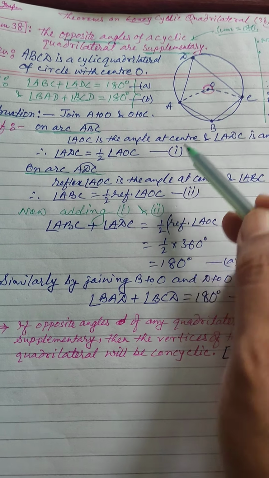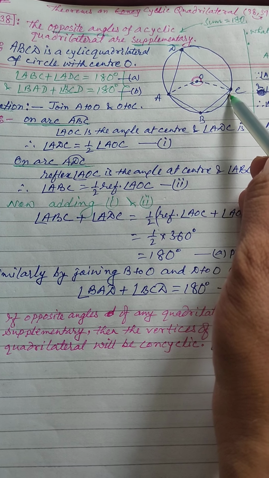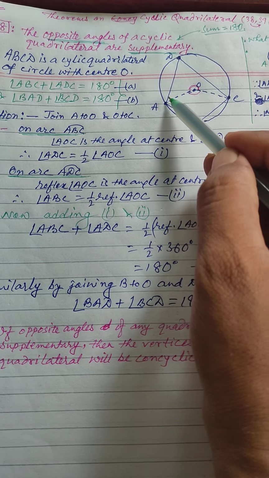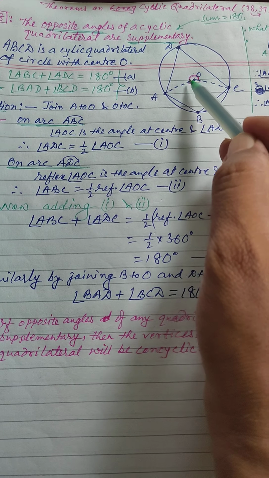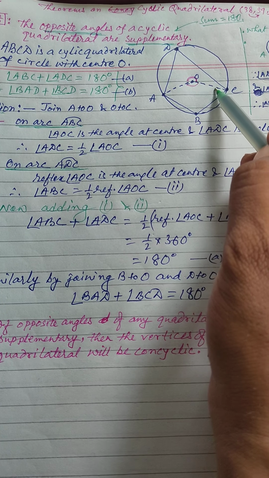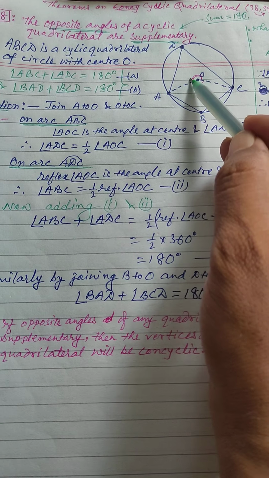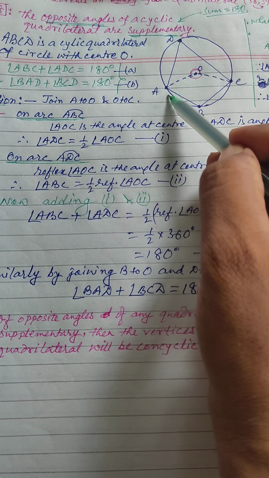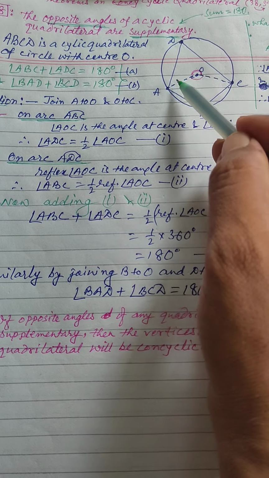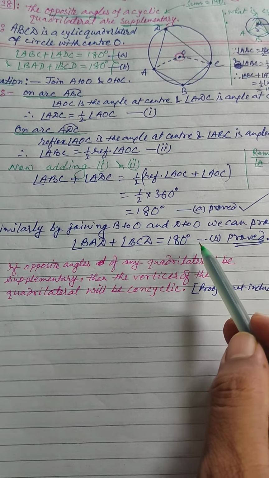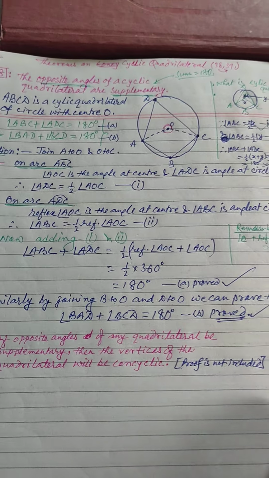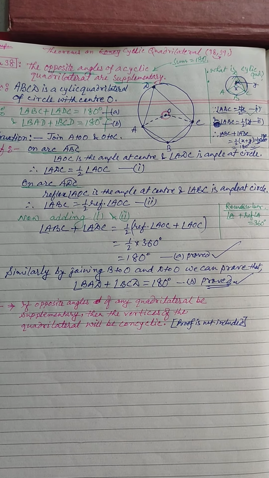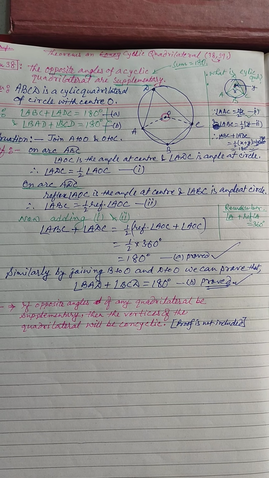Similarly, we can prove this angle and this angle equal 180 by joining this and this. So here this angle is double of this. That means this angle is half of this. Similarly, this reflex angle is double of this. That means this angle is half of this, and so on. We can get 180 degrees. So this is the illustration, a simple theorem, but a very important theorem.